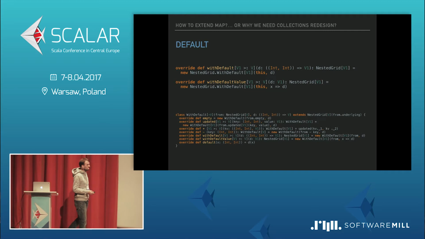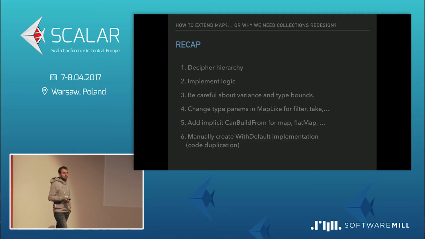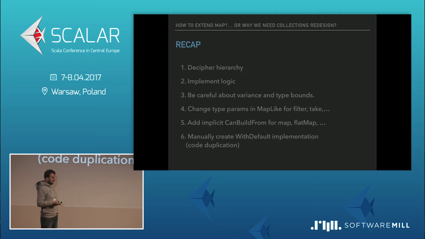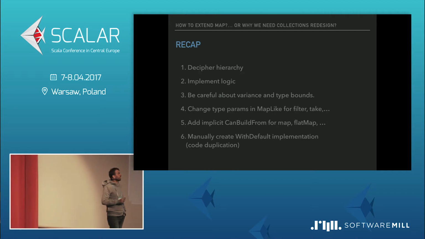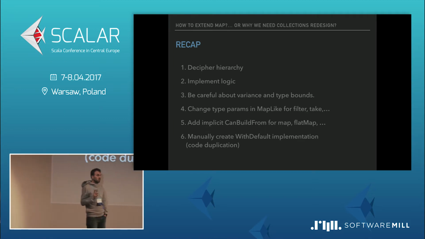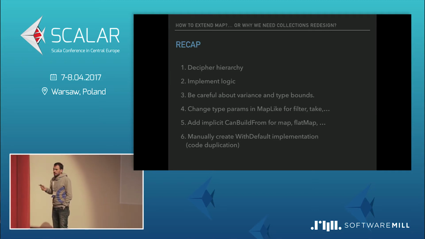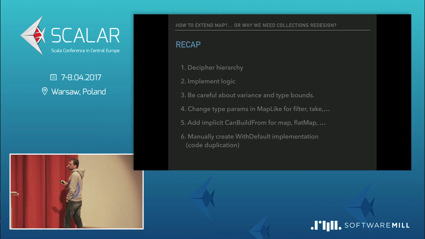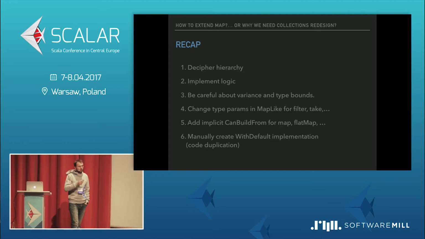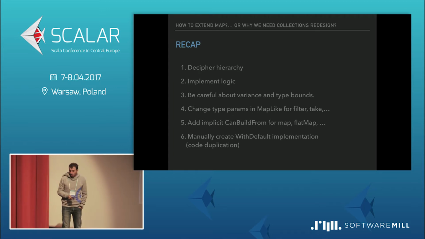Okay, so let's recap. What do you need to do to extend Map? Just 6 steps. First one, you need to understand the type hierarchy. Second one, the simplest one, implement the logic. Then be careful about variance and type bounds. Then you need to change the type parameters in the MapLike trait. Then you have to add the implicit for CanBuildFrom. And finally, you need to manually create the WithDefault class.